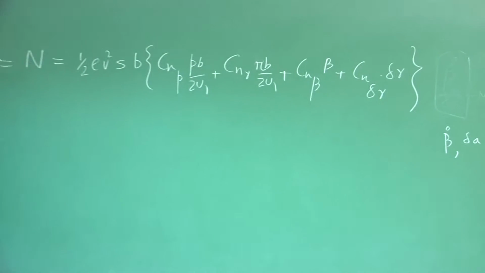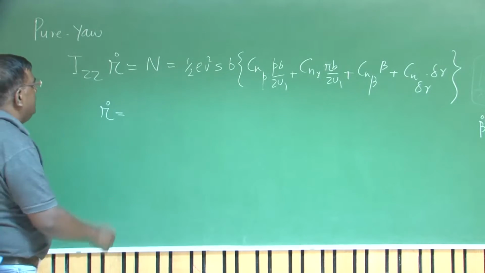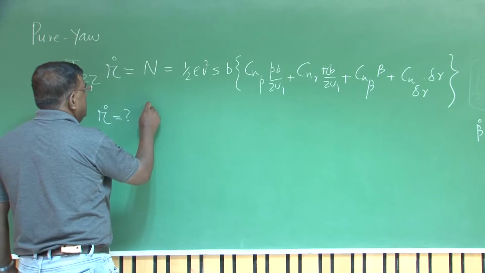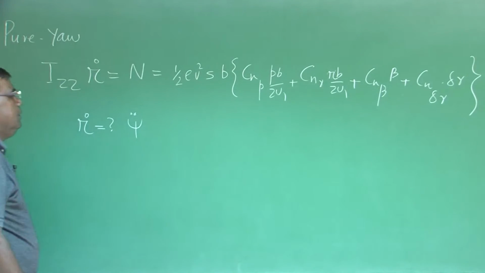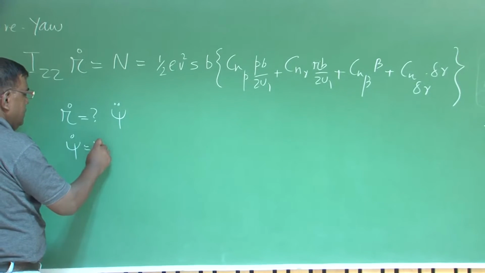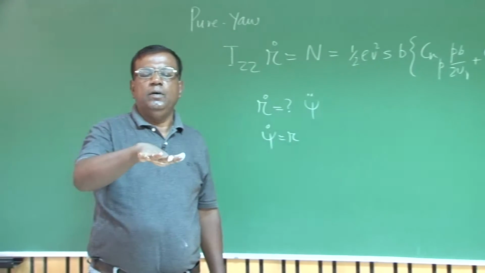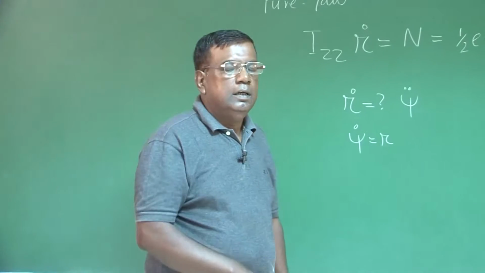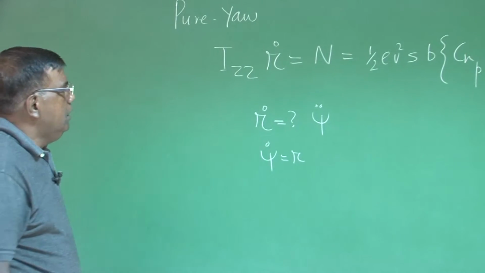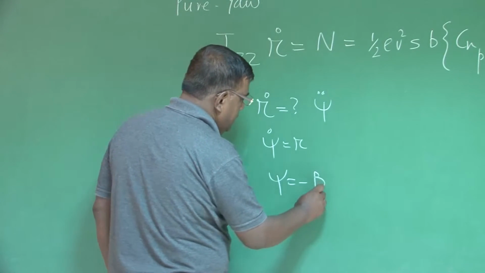Again, you are now experts. I write R dot equal to, what? R dot is nothing but psi double dot. Remember, because psi dot is basically R, the yaw rate, if there is no bank, just what we are talking about. So psi dot is basically R, and R dot is psi double dot. And also we know that psi equal to minus beta.